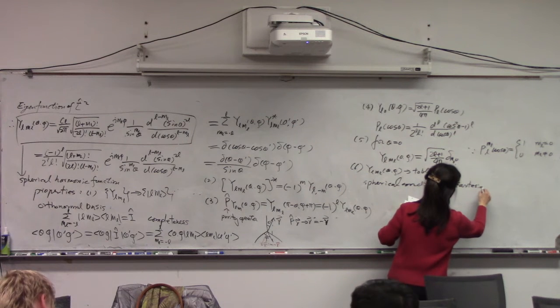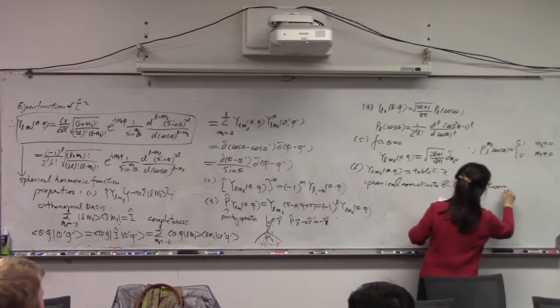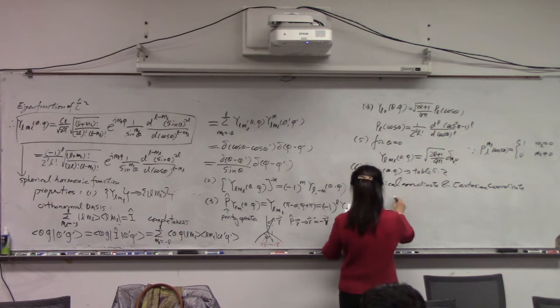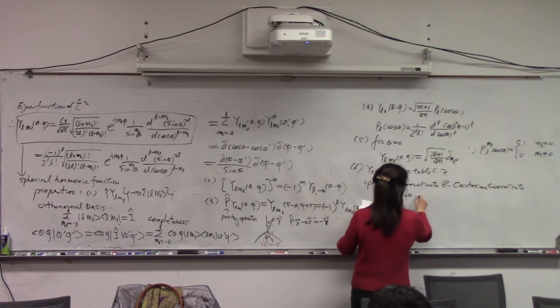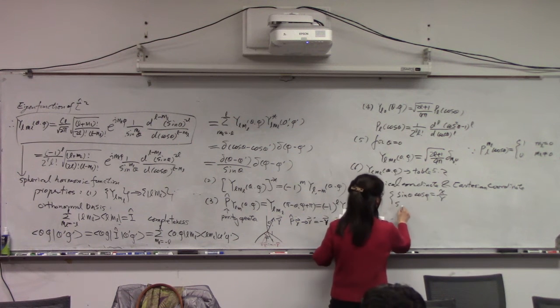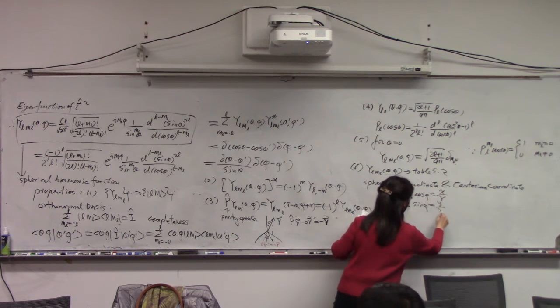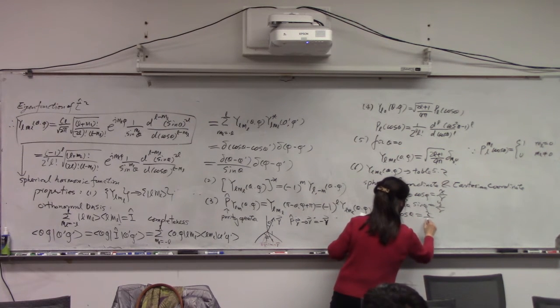If we use the Cartesian coordinate, we need to convert to the spherical coordinate. Sine theta cosine phi, we know that is x over r. And sine theta sine phi is y over r, right? And cosine theta is z over r.